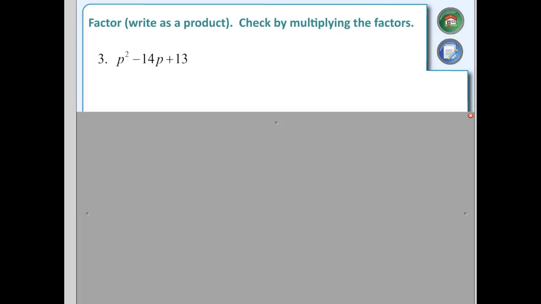Well, when I look at number 3, remember, I'm trying to find the 2 binomials that I can multiply together. So if I look at my first term, p squared, what are my factors of p squared? Well, it has to be p and p. What happens if we look at our signs? Did you notice the first one is minus and the second one is plus? And our sign chart told us that both of my binomials need to be negative. Now, I need to come up with factors of 13 that will equal 14. Well, there's only one set of factors for 13. It's prime. So it's going to be 1 and 13.